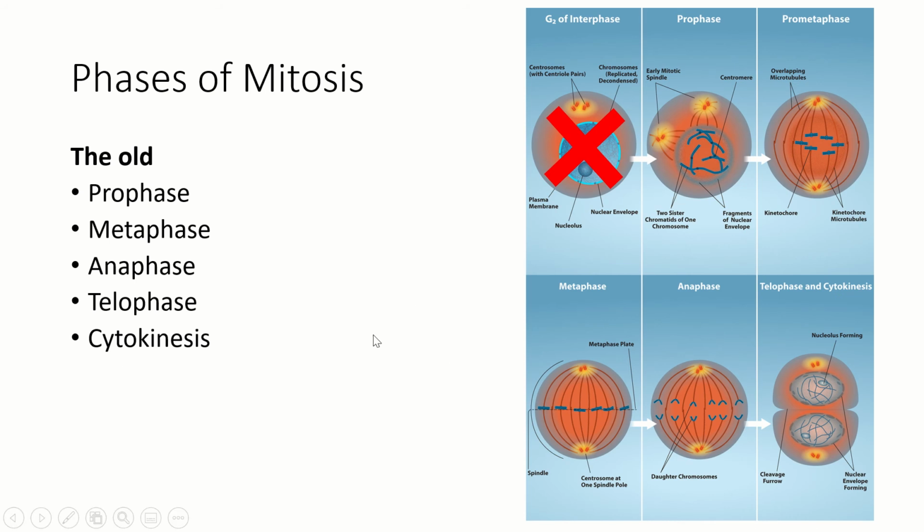There were five phases of mitosis. The old prophase, metaphase, anaphase, telophase, cytokinesis, which I remembered by the acronym PMATC, or Priscilla murdered another terrible clown. Why is she murdering clowns? I don't know. If that's too violent for you, maybe she married another terrible clown.